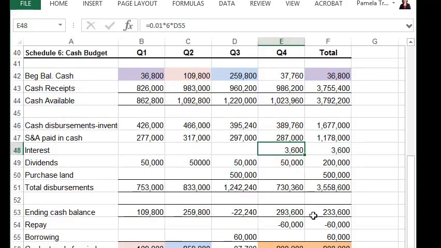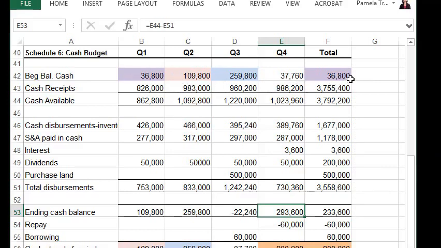At the end of quarter 4, you can see that their cash balance is very high again. It's up to $293,600. So they have plenty of cash to go ahead and repay that loan of $60,000 and still maintain more than their $30,000 minimum cash balance. The other thing to note here is the total column. All of these rows will just foot across with a few exceptions. It doesn't make any sense to foot beginning cash balance across. That's a balance sheet account, so you don't add them up.